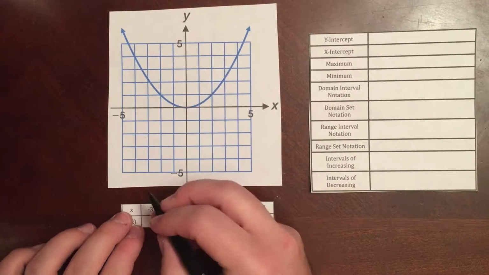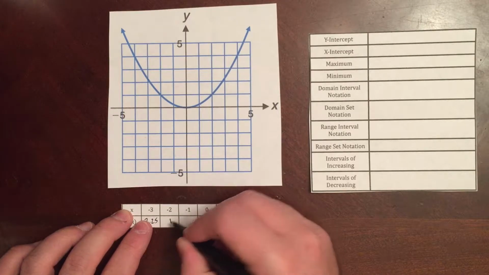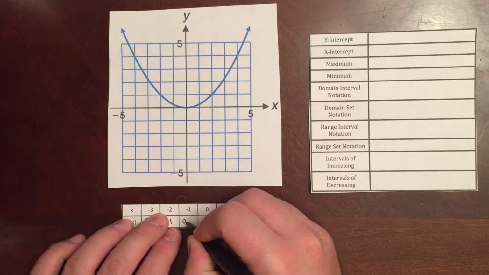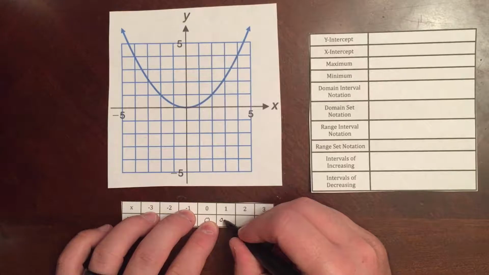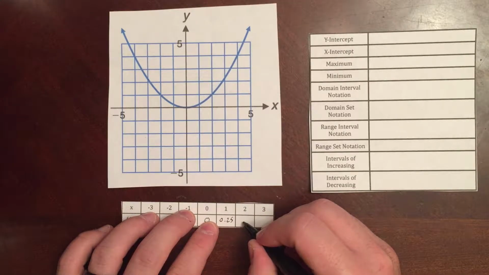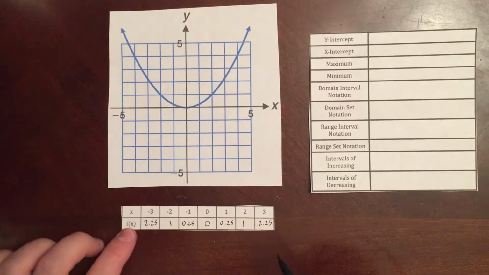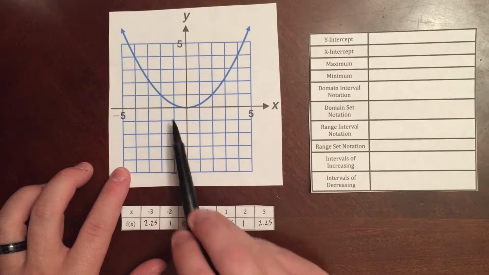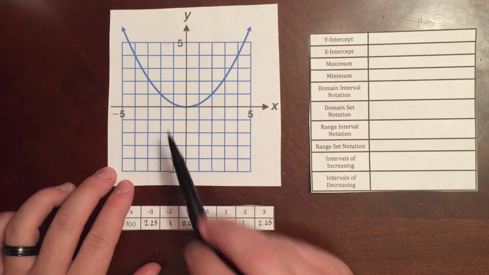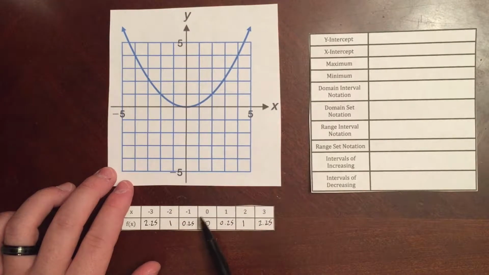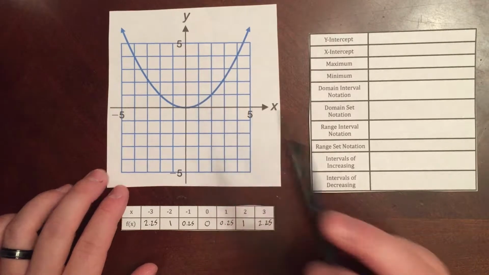So our table goes -3 is about 2.25, -2 is about 1, -1 is about 0.25, 0 is about 0, 1 is about 0.25, 2 is about 1, and then 3 is about 2.25. What I was doing is I was looking at my graph and looking at where the x values went up to the y value. So -2 up to 1, -1, 0.25, 0, 0. They're like coordinates, 1, 0.25, and so on.